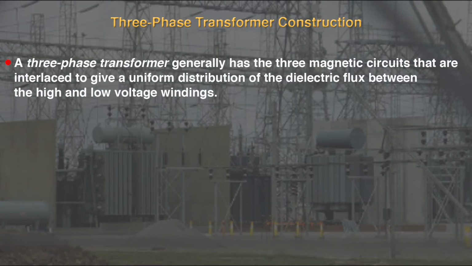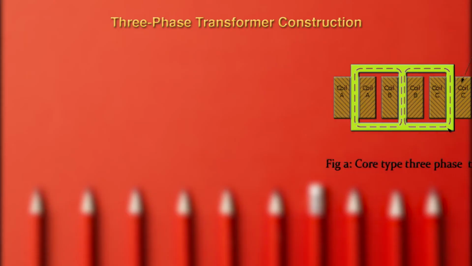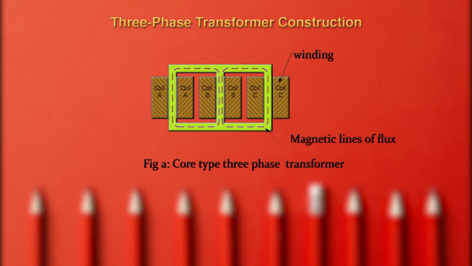A three-phase transformer generally has three magnetic circuits that are interlaced to give a uniform distribution of dielectric flux between the high and low voltage windings. The exception to this rule is the three-phase cell type transformer. In the cell type of construction, even though the three cores are together, they are non-interlaced. Here you can see figure A, which shows the core type three-phase transformer.